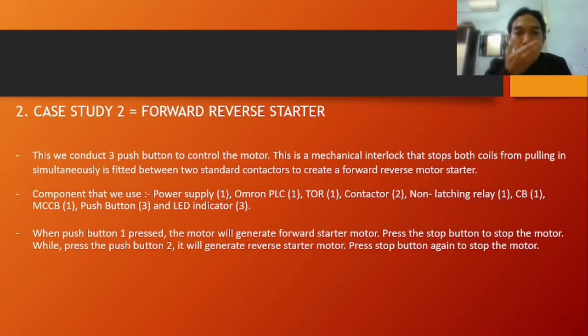Case study number 2 is the forward reverse starter. Here we use 3 push buttons to control the motor. This uses a mechanical interlock that stops both coils from pulling in simultaneously, fitted between 2 standard contactors to create a forward reverse motor starter.